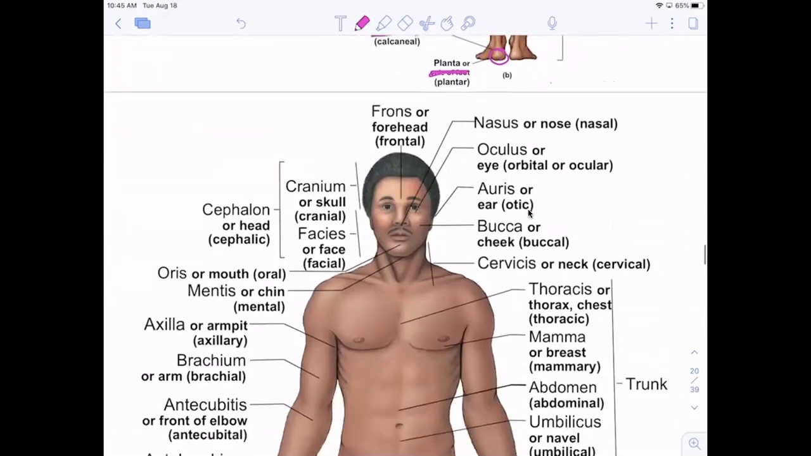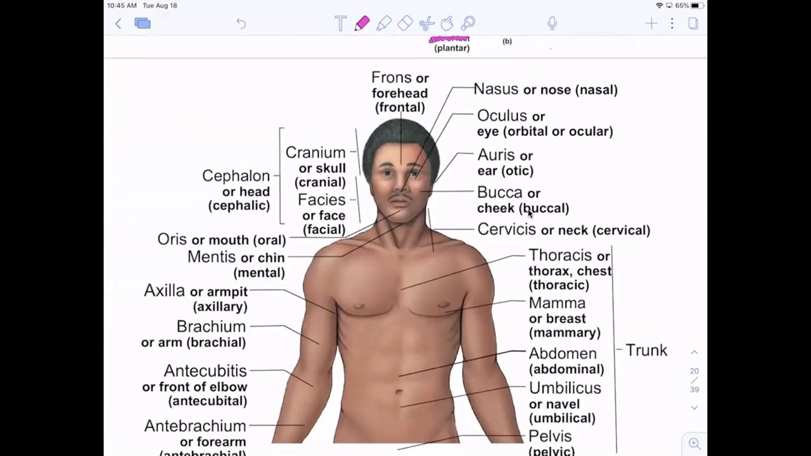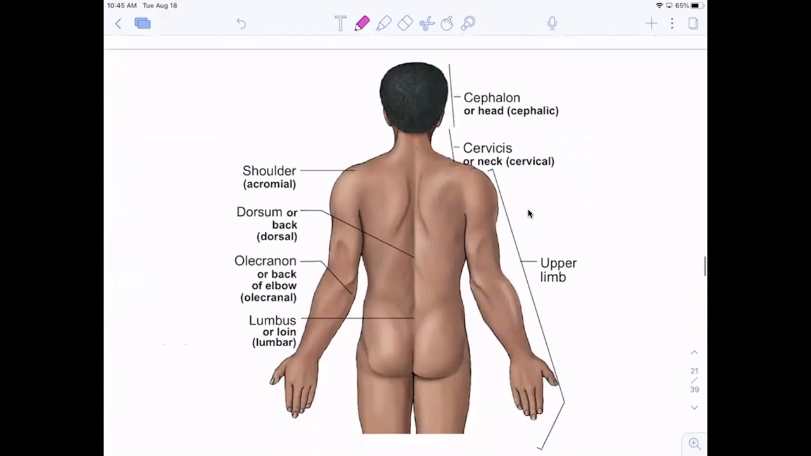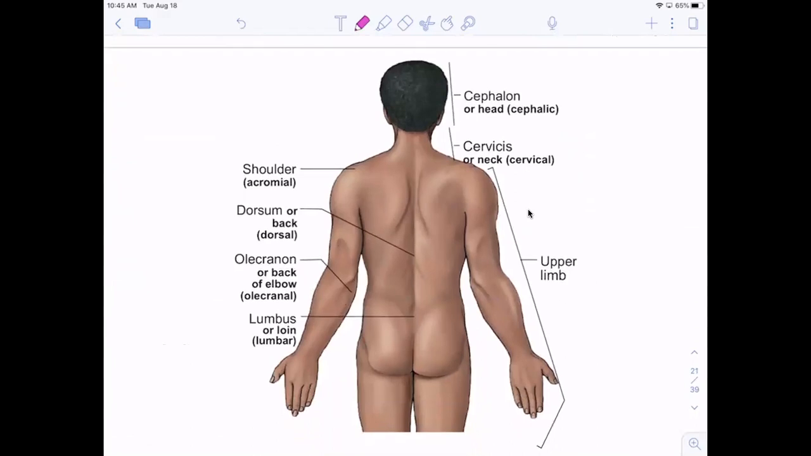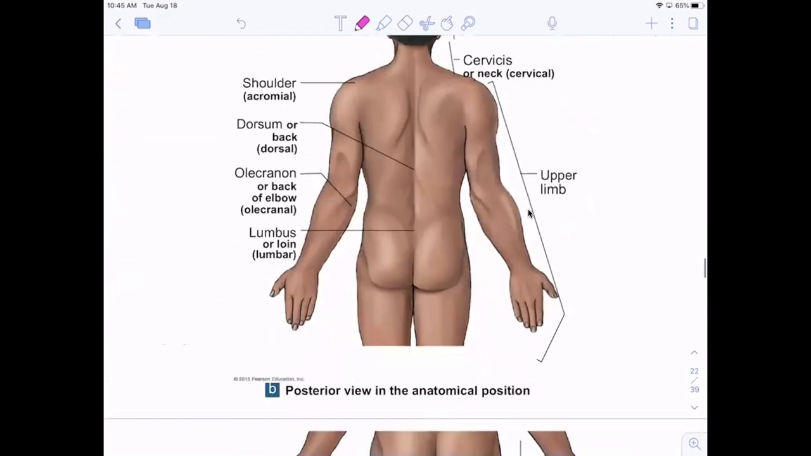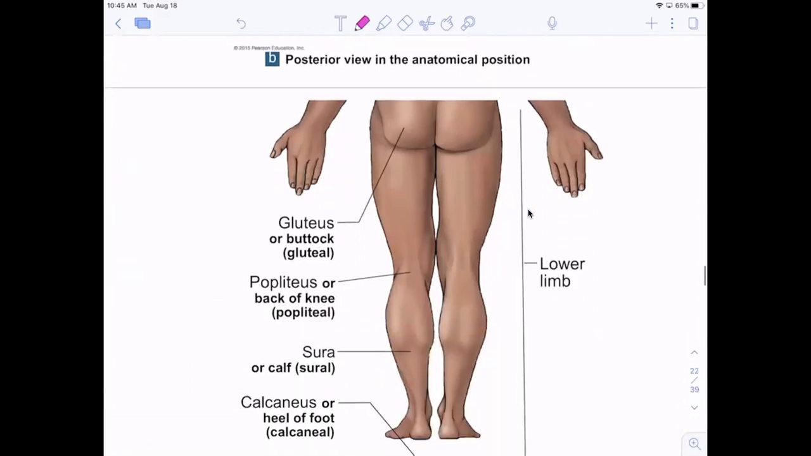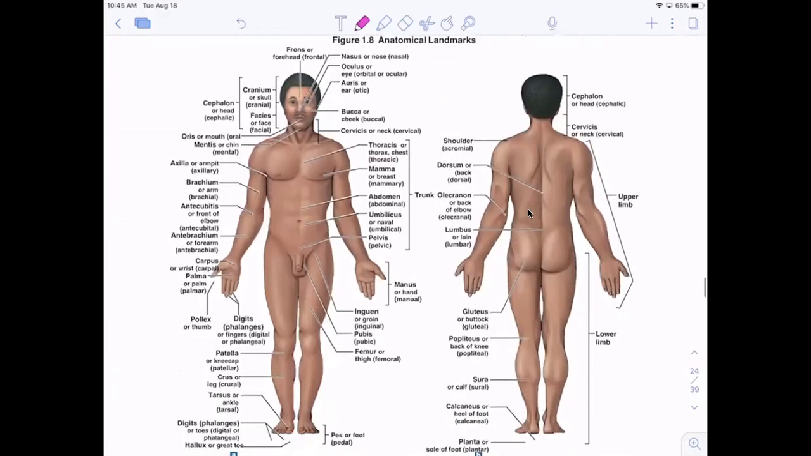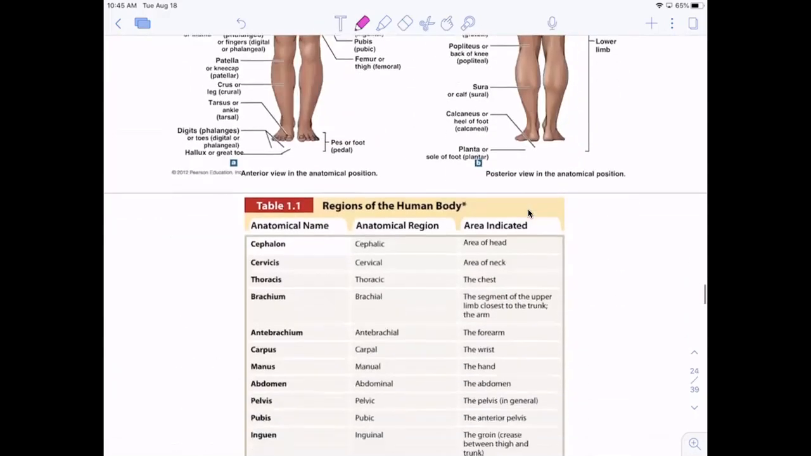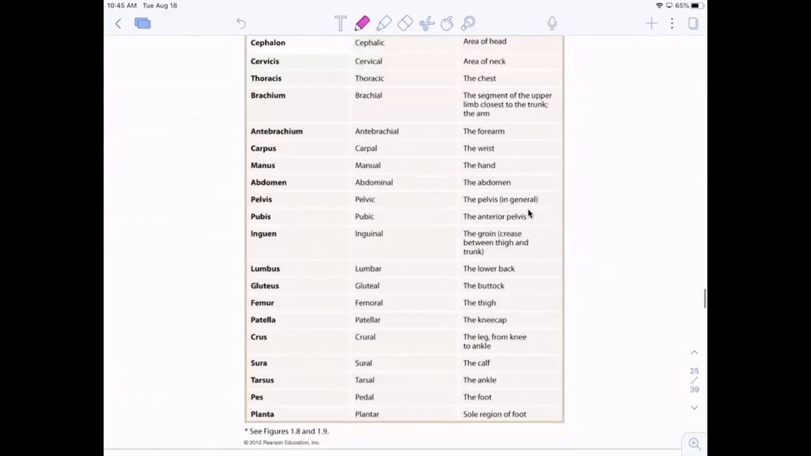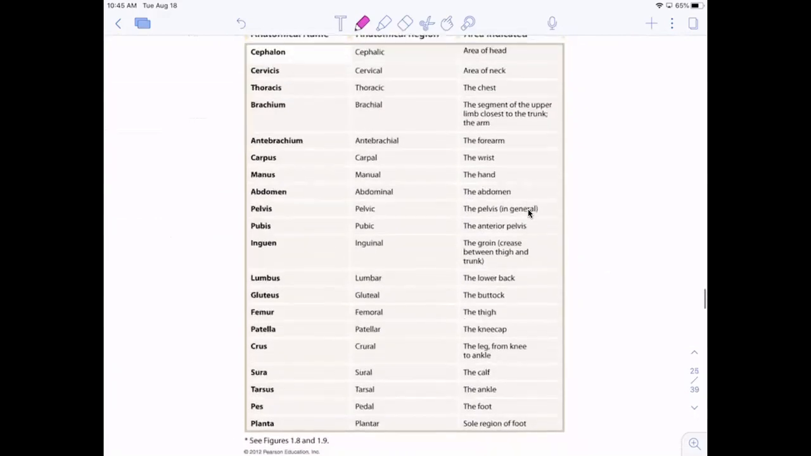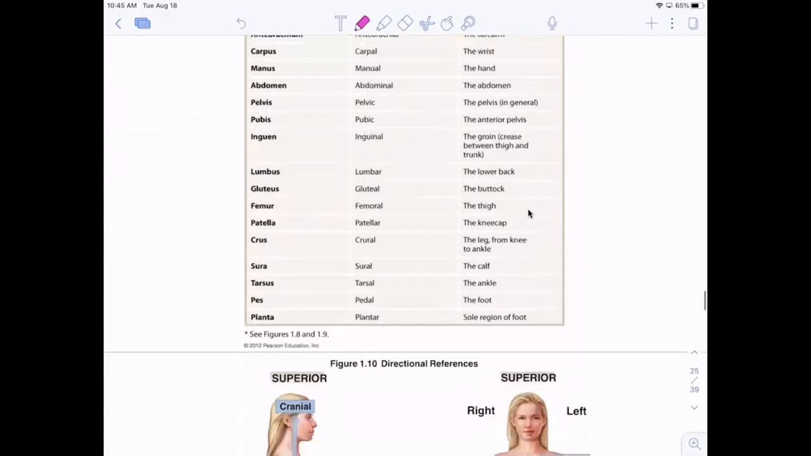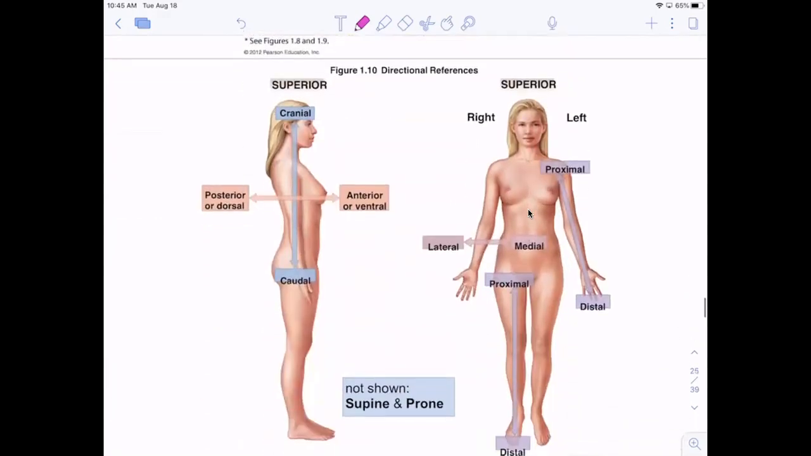So we name a lot of things just for location. You do have labeling diagrams, and your first exam will ask whether you know these anatomical names and terms. So please memorize these. You do that by printing out labeling diagrams and labeling over and over and over again. This is a chart that tells you the anatomical name, region, and area. So if you like charts better, great.